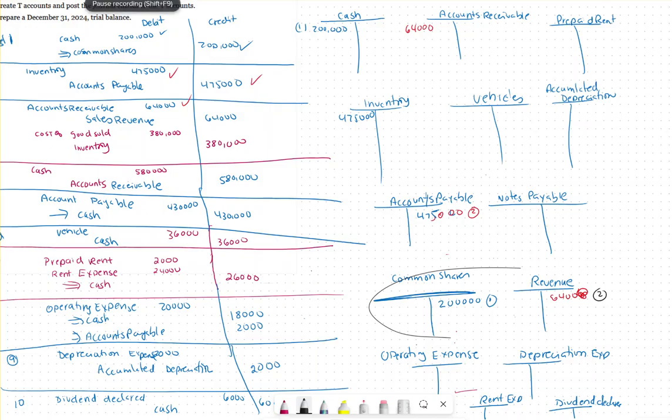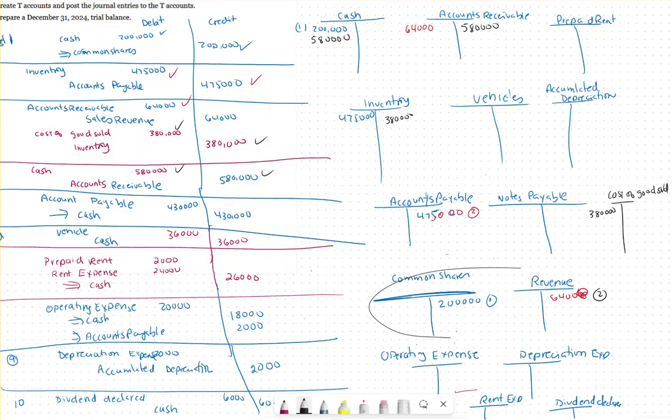And then we don't have a cost of goods sold account, so I needed to create one, and once you create it, it is my debit, and that is 380,000. Then I have done that. My inventory account has 380,000 credit. We've done that. My cash has a debit of 580,000, and then receivable is 580,000 credit. We have done those two.